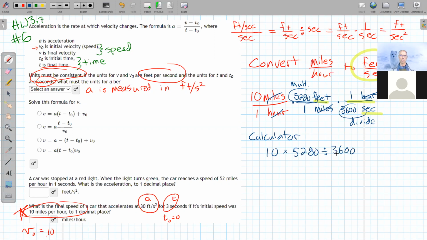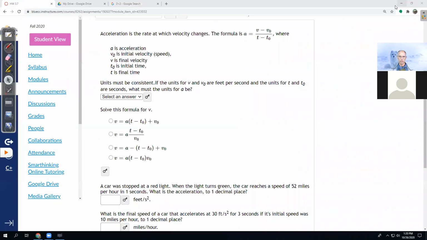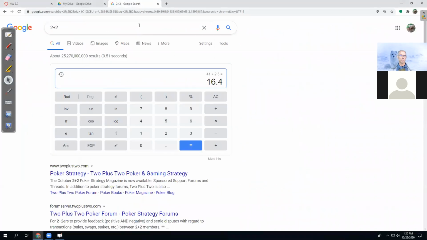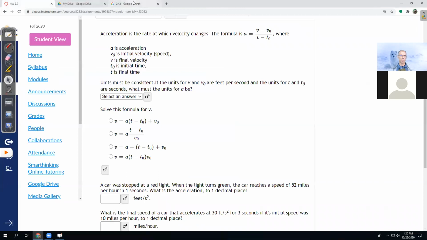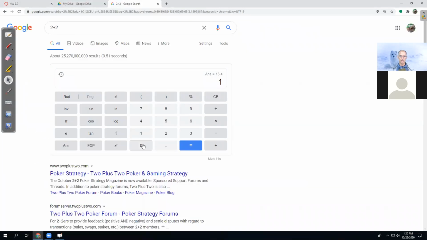So let's see what we get on my version here. Calculator, I've got, oops, I forgot the number, 10, yes. 10 miles per hour. I want to convert to feet per second, so I multiply by 5,280 according to those conversion fractions and divide by 3,600. And that gives me 14.666666667. That's a lot of sixes.